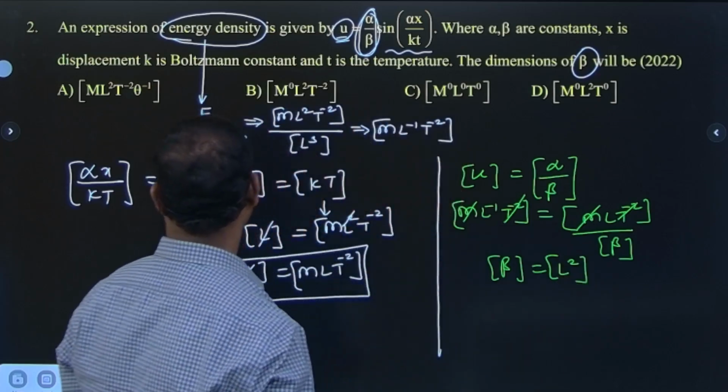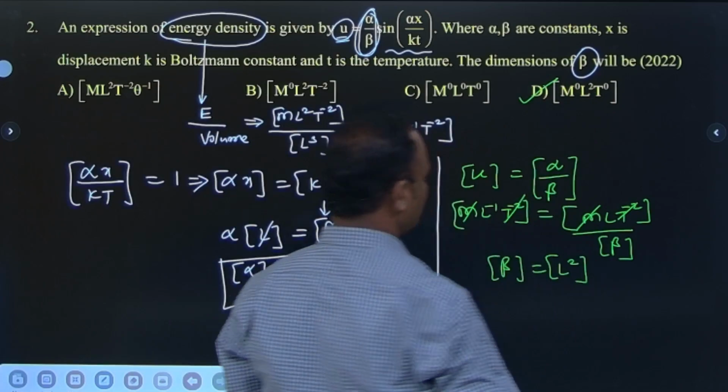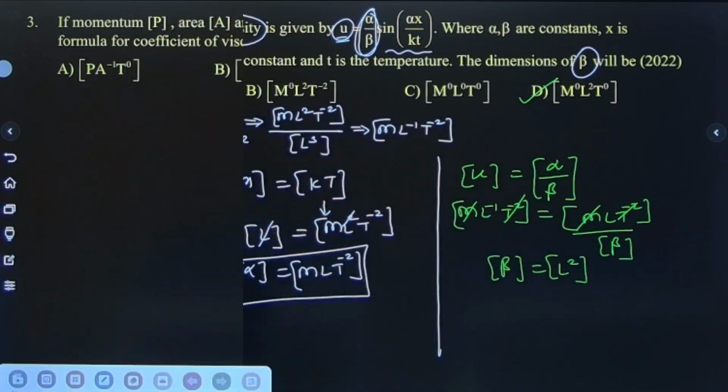Okay, so now your answer is what? M0 L square T0. Option D is the correct answer.